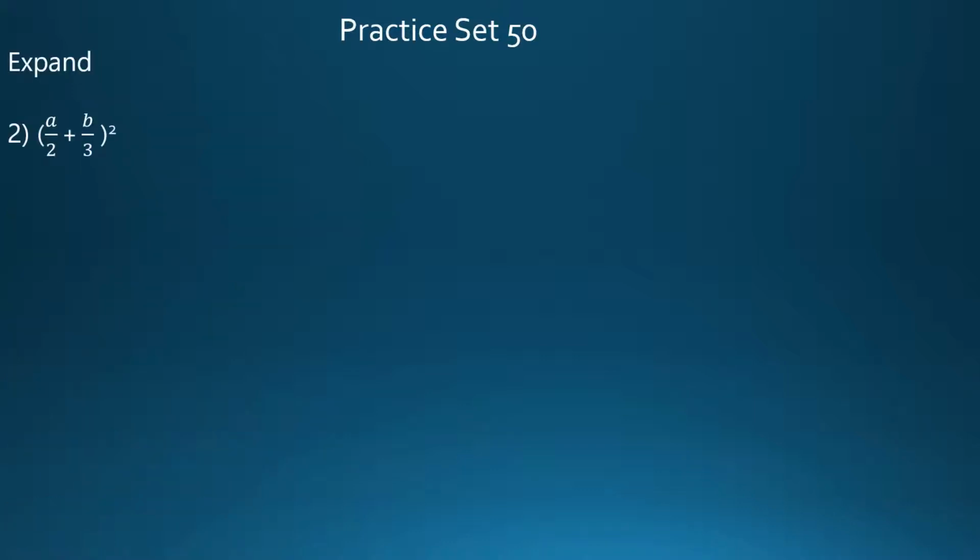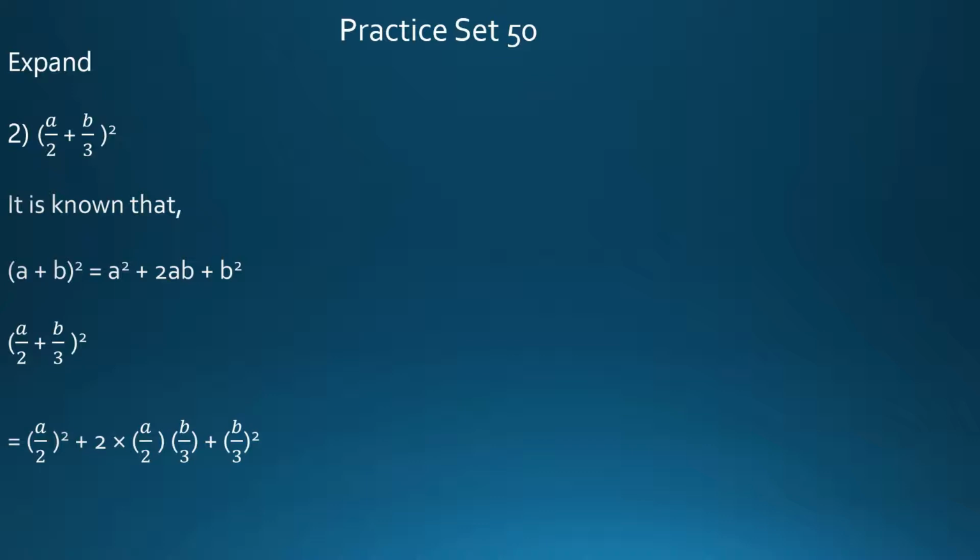Second sum, (A upon 2 plus B upon 3) the whole square. It is known that (A plus B) the whole square is equal to A square plus 2AB plus B square. So (A upon 2 plus B upon 3) the whole square is written as (A upon 2) the whole square plus 2 into A upon 2 into B upon 3 plus (B upon 3) the whole square, which is equal to A square upon 4 plus 2AB upon 6 plus B square upon 9. So the expansion of (A upon 2 plus B upon 3) the whole square is A square upon 4 plus 2AB upon 6 plus B square upon 9.